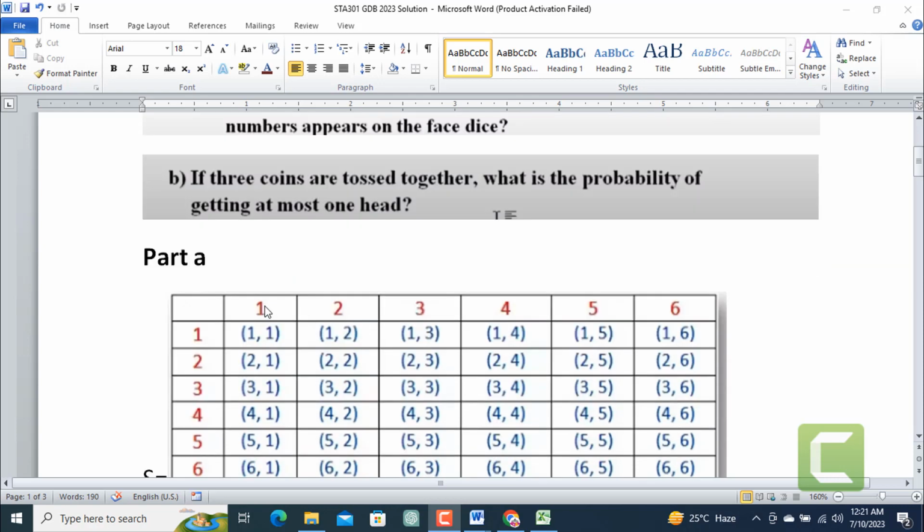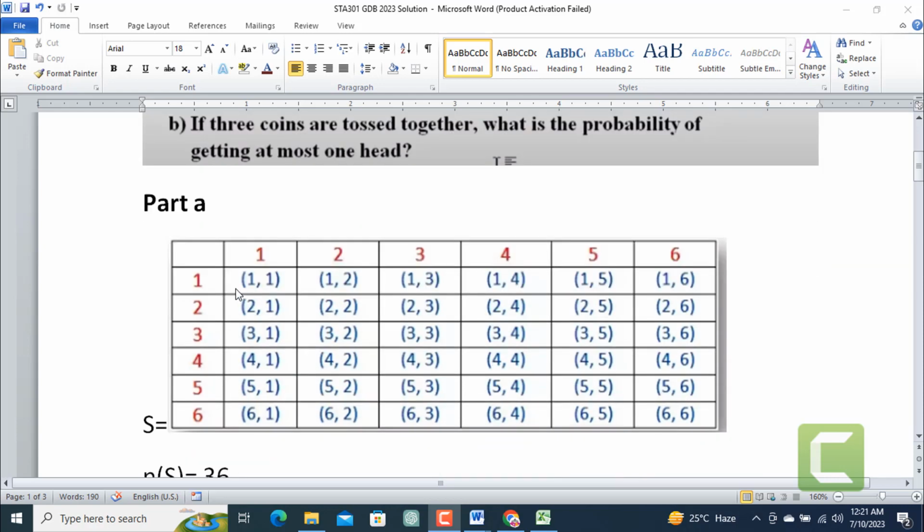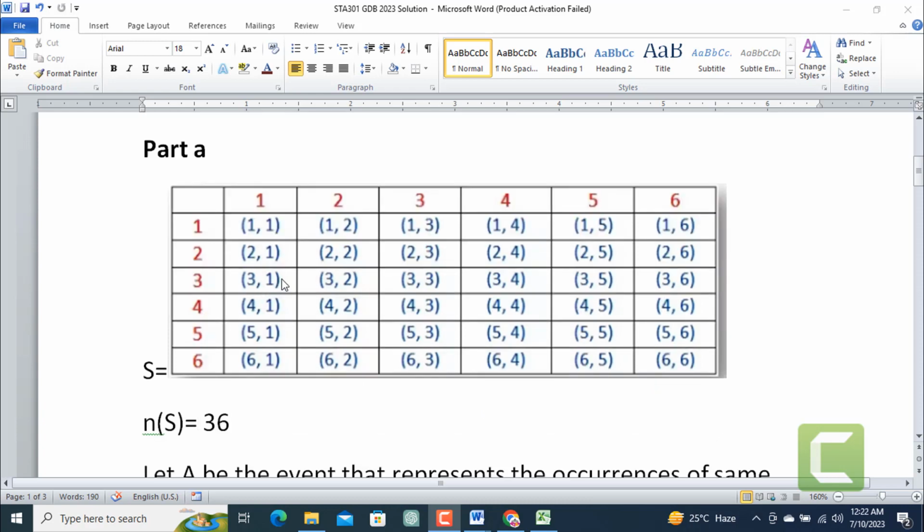Now come to part 1, the solution starts from here. As two dice are tossed or rolled, the number of outcomes that can occur is shown in that table. So the total number of sample events in this table is 36. You can count it easily from here. Look at 6 into 6, 36.